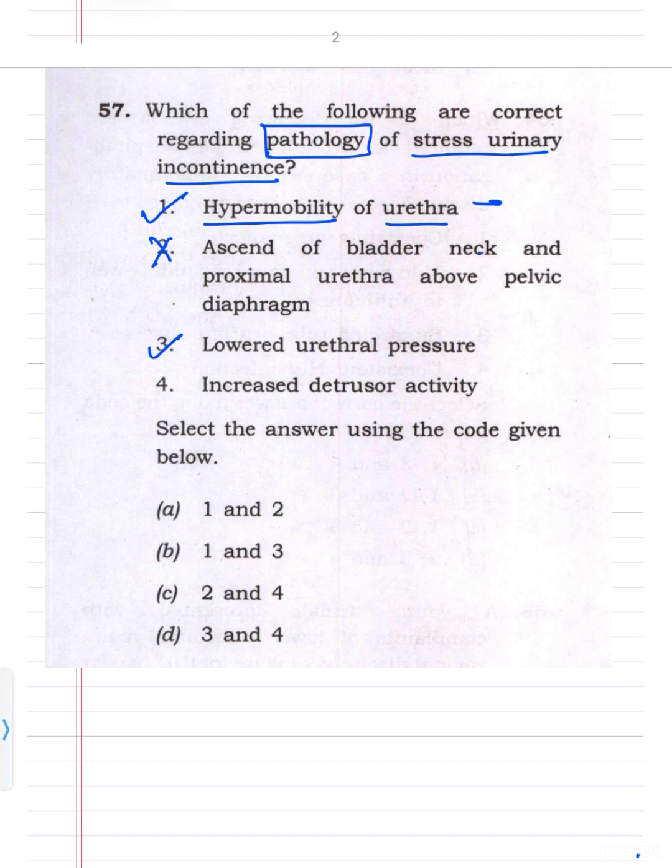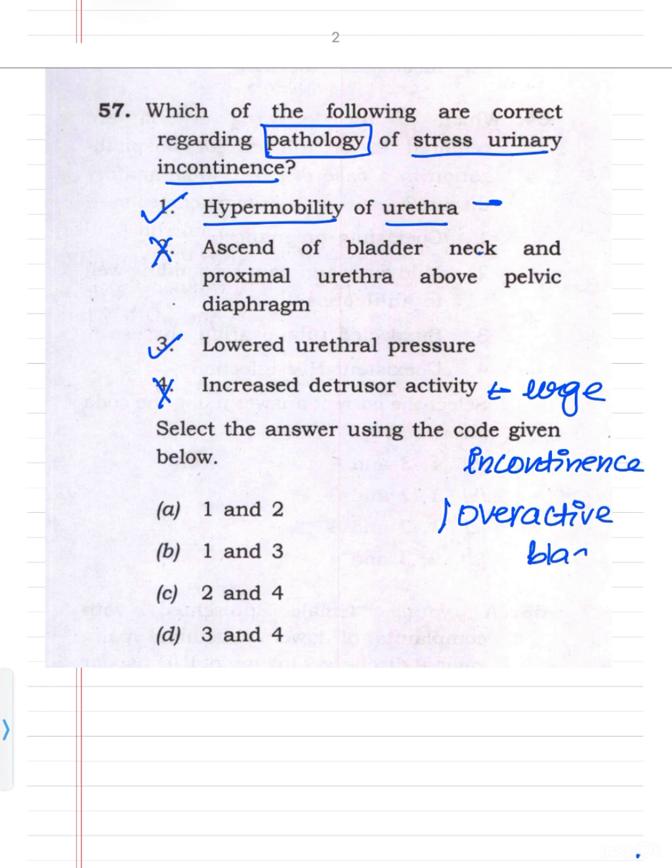Now fourth is increased detrusor activity. No, increased detrusor activity is the mechanism of action in urge incontinence, or overactive bladder. So this is another cause for incontinence, which is different from stress urinary incontinence. So fourth is wrong. So first is correct and third is correct. So B is the correct option.